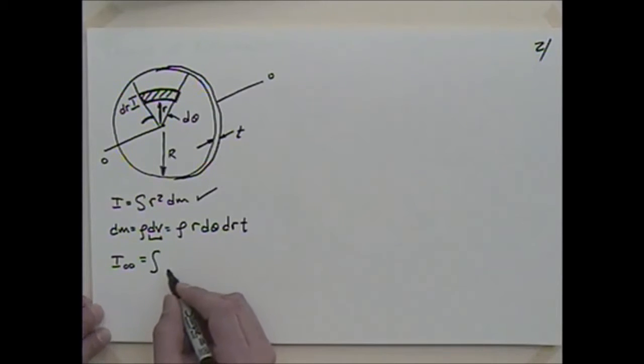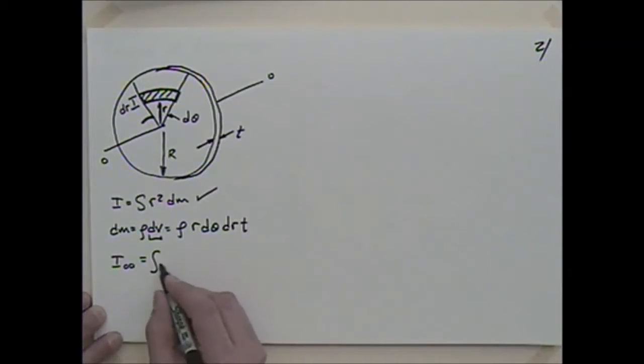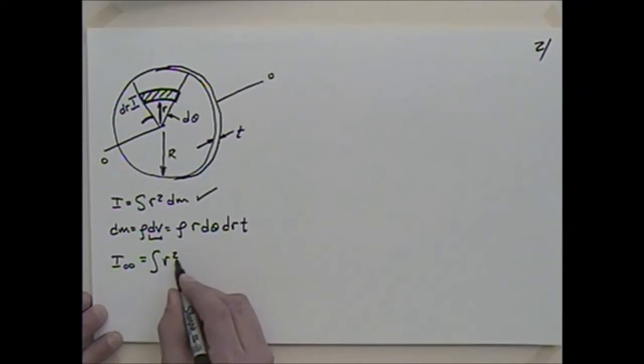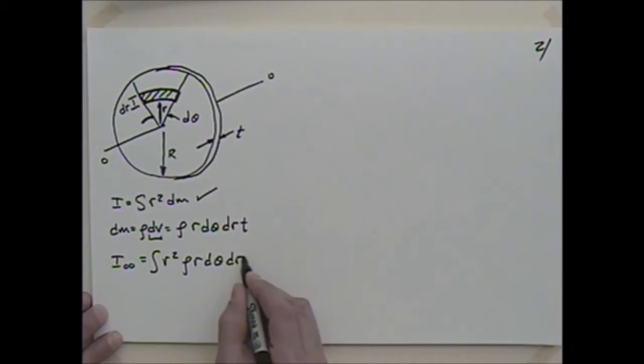Well, I'm going to have a couple integrals, aren't I? So maybe I'll leave it like this for a little while. So I'll say I've got the integral, and I have r squared, and then I'm going to substitute in my dm, which is rho times r times d theta dr times t. Okay. So I'm going to divide that up a little more carefully.